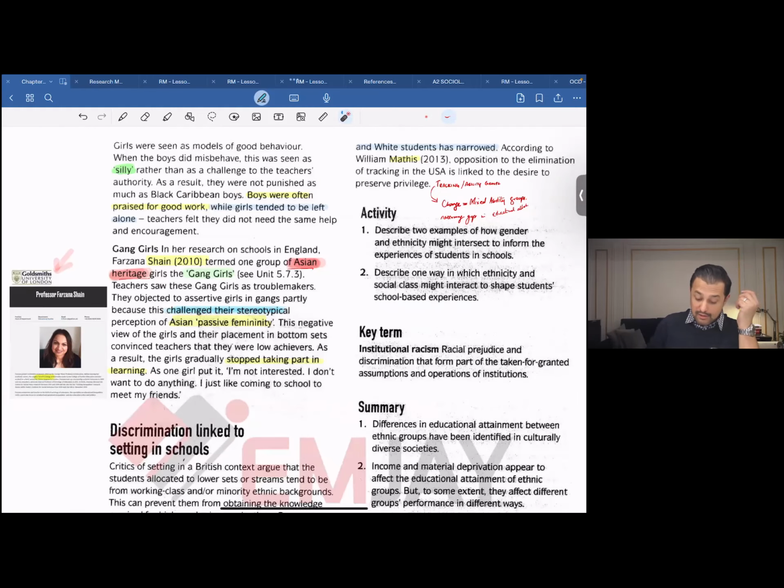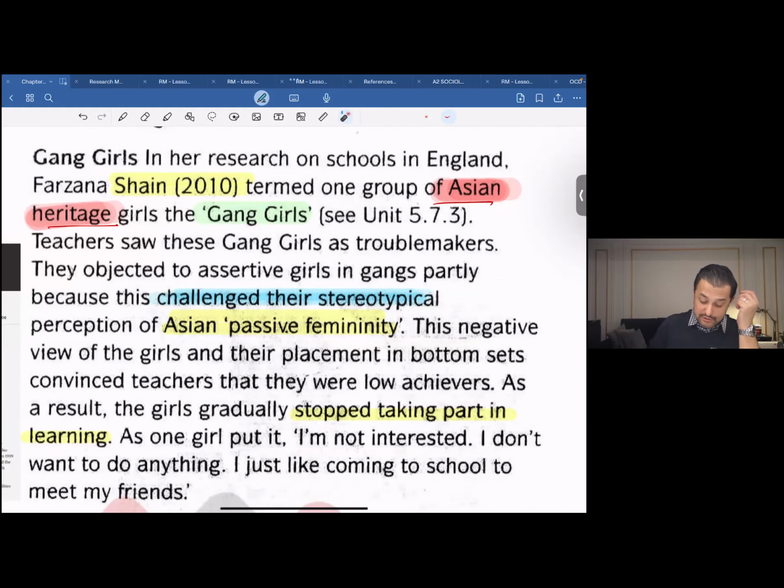So, girl gangs. In research on schools in England, Shain in 2010 termed one group of Asian heritage girls the girl gang. Let's have a look at what they did that made them be labeled as a gang. Teachers saw these girl gangs as troublemakers. They objected to assertive girls in gangs partly because this challenged their stereotypical perception of Asian passive femininity.